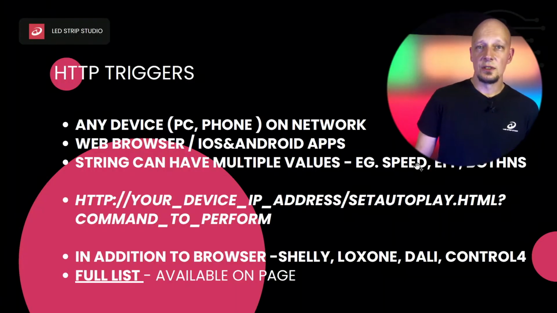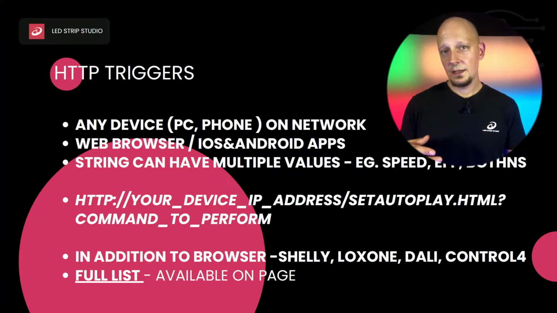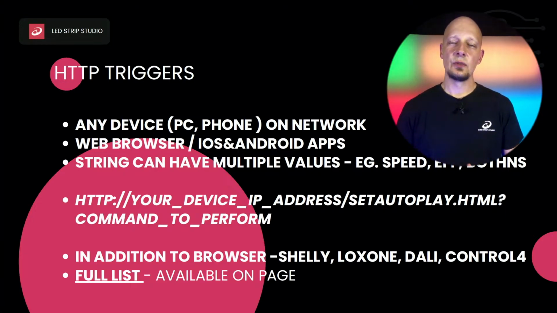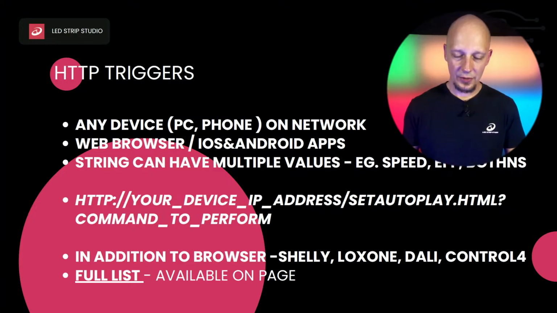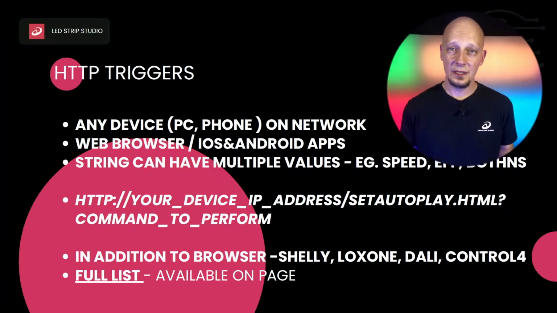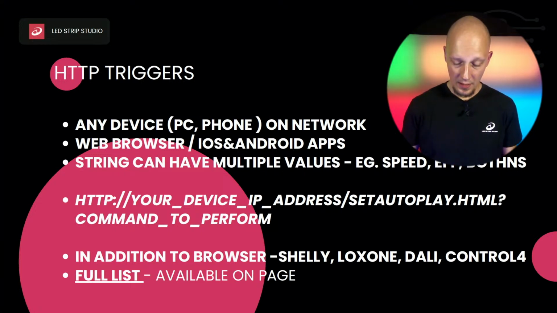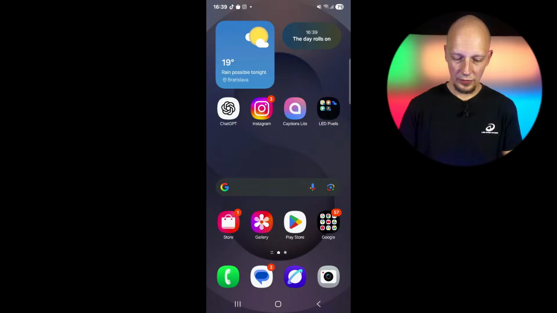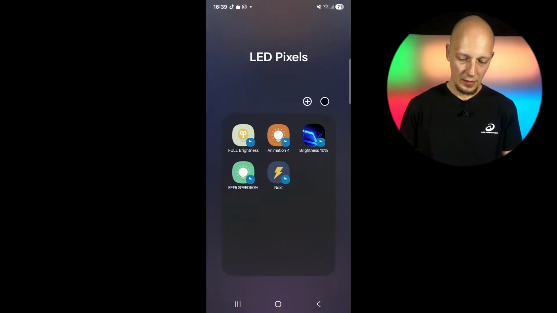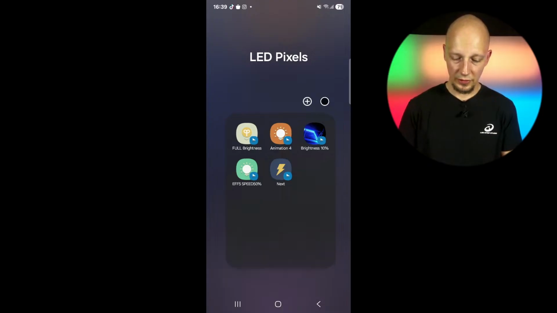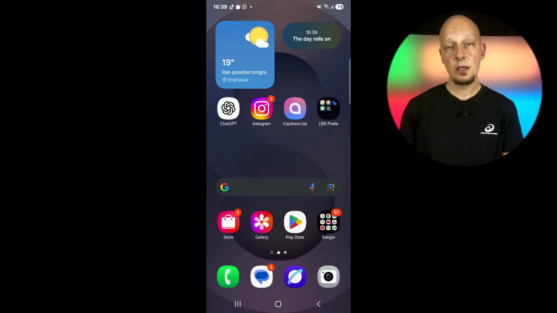So that would be in regards to HTTP triggers and their capabilities. Once again, you can use any browser on your phone or even on the PC and send out HTTP triggers into your devices, or you can use any specialized app that will basically do the same as your web browser. A nice feature is that you can have it on your phone's home screen and simply switch the animations, which is pretty nice.